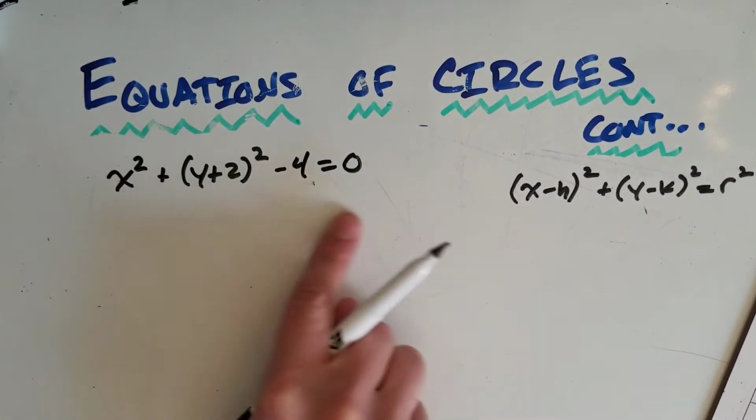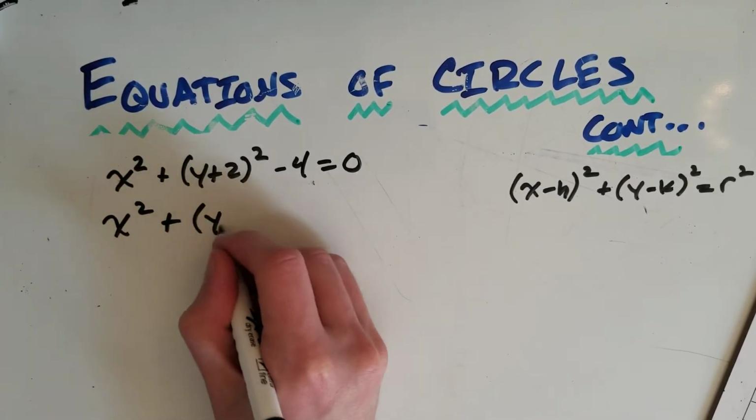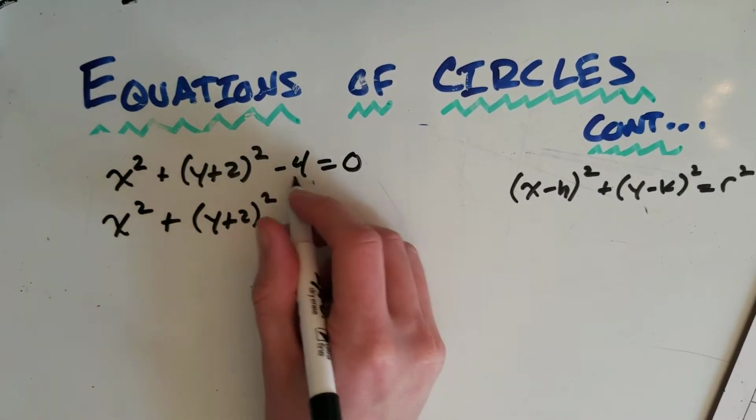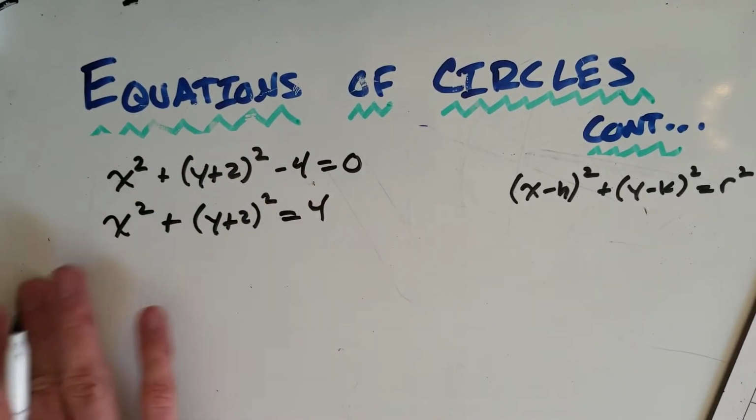If we look, we're actually rather close. All we have to do is get that 4 over to the other side. So you can go ahead and add 4 to both sides, and we'll end up like this. Now we're in the right form.